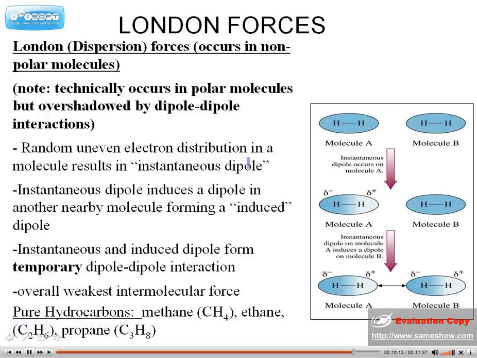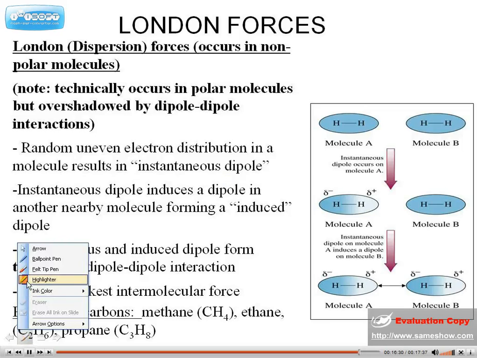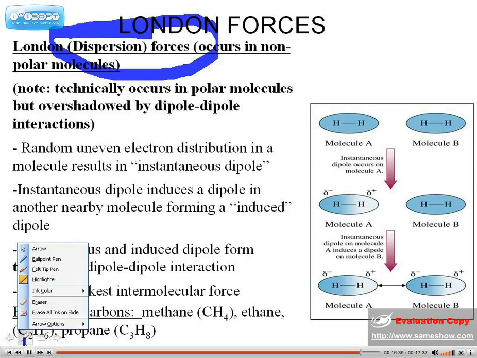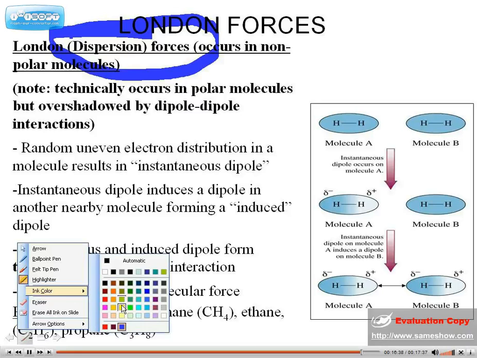So, as a result, here we have a dilemma. All intermolecular forces for this class are due to opposite charge attraction. However, what do we do with dilemmas where the dipoles all cancel out? Well, we go ahead and we make up a temporary dipole. This temporary dipole we call London forces or dispersion forces. And this is how it works.